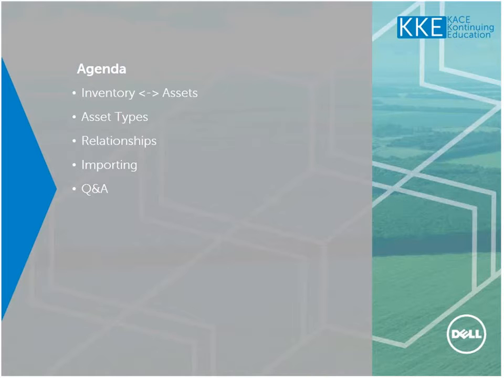All right, so we've got our agenda for today. We'll be talking about some inventory information. We'll be going through and talking about the differences between inventory and the assets in the K1000. We'll be talking about all the different asset types as well, and what the different types of fields that we can do are. We're talking about the relationships between those as well, if we have any.